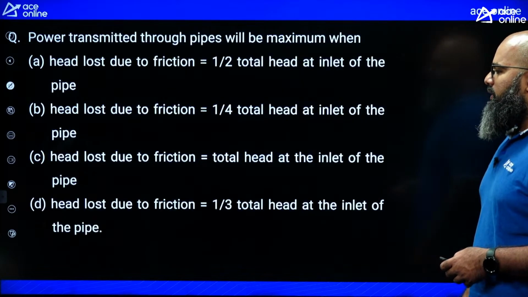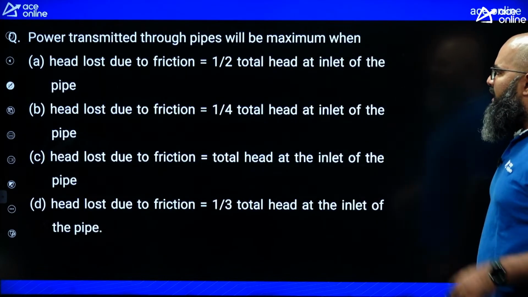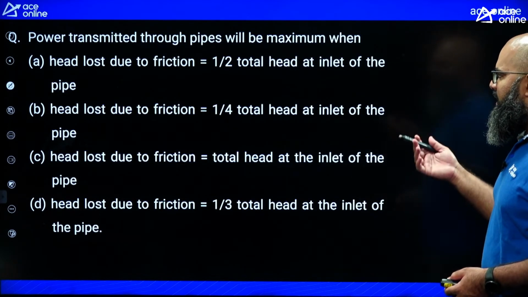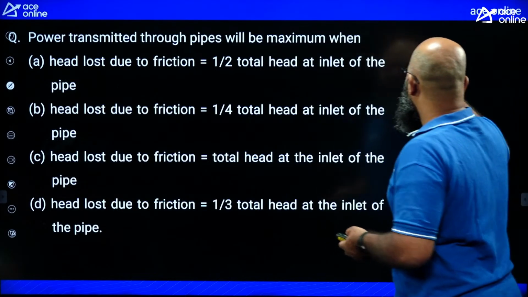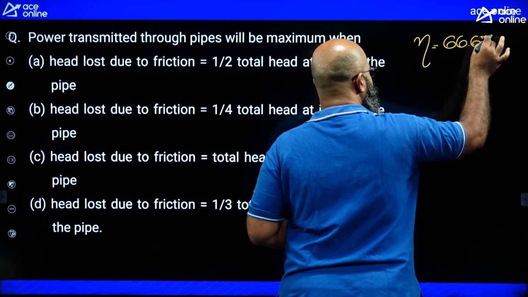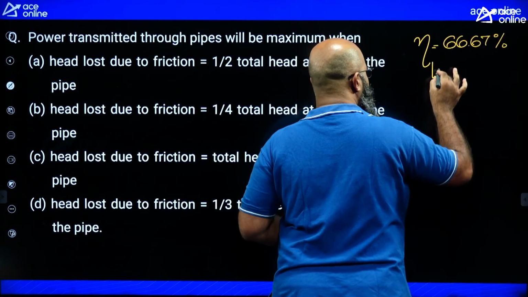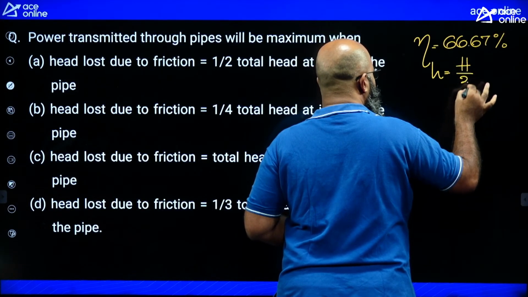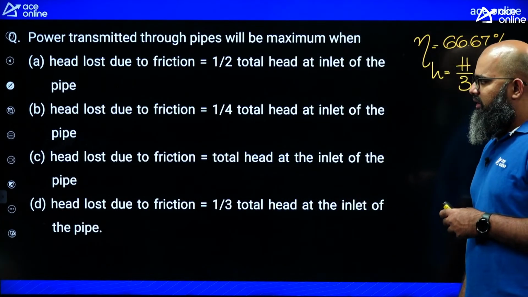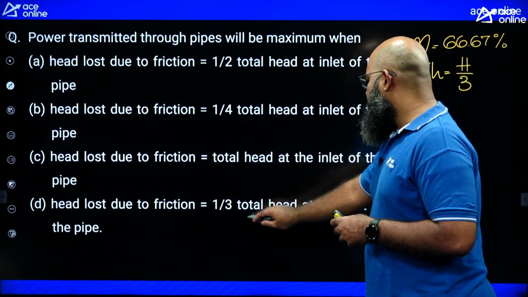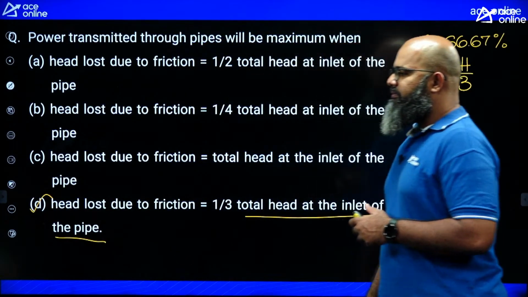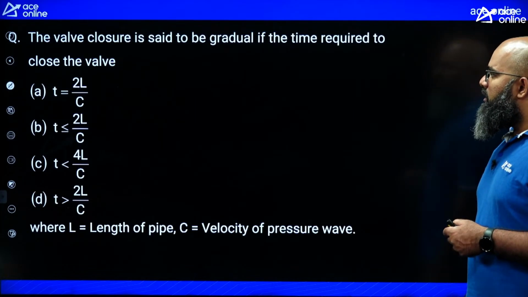Okay. Moving further, power transmission through a pipe. In the case of power transmission through a pipe, the maximum power is observed when? Remember this thing, for maximum power, efficiency is supposed to be equal to 66.67%. In other words, the value of head loss is equal to 1/3 of gross head. You should have 33% losses. Then you are going to get maximum actual power. So, head loss due to friction is 1/3 of the total head at the inlet of the pipe. So, the answer is option D over here.